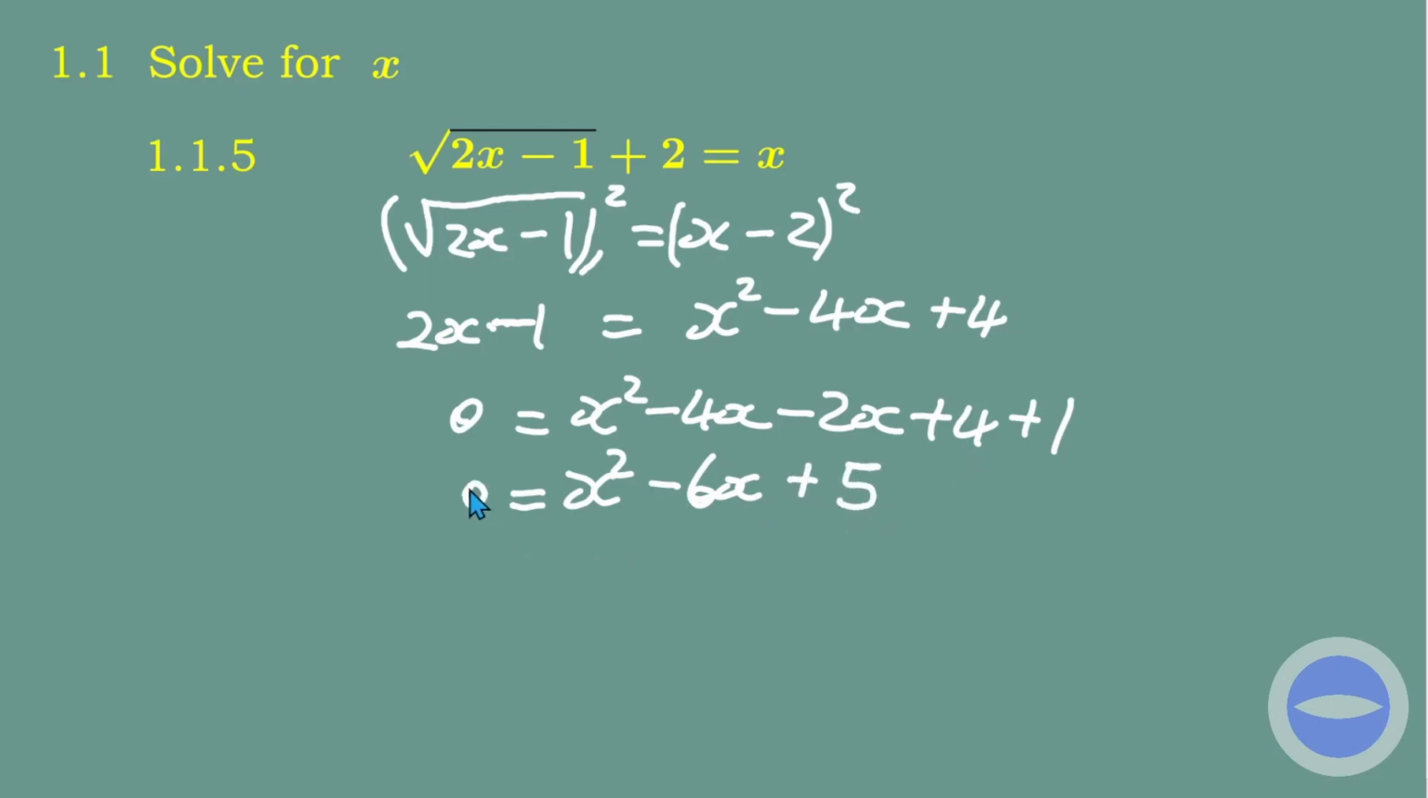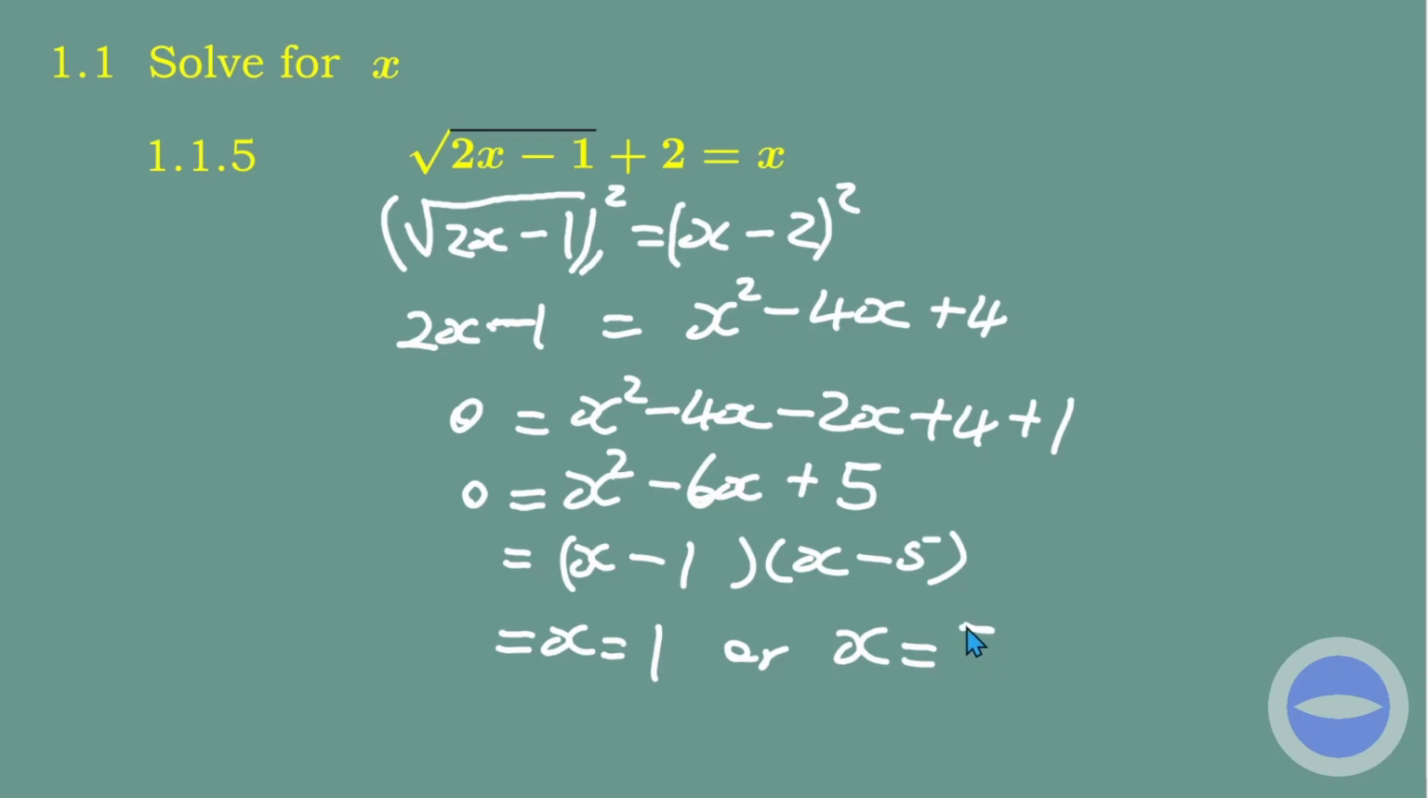So now we have to factorize. The factors of 5 that will give us 6 are 5 and 1. So here it is x minus 1, and then x minus 5. Always, if you have positive and then negative in the middle, know that your factors will have negative. So from there, solve for x: x equals 1 or x equals 5.